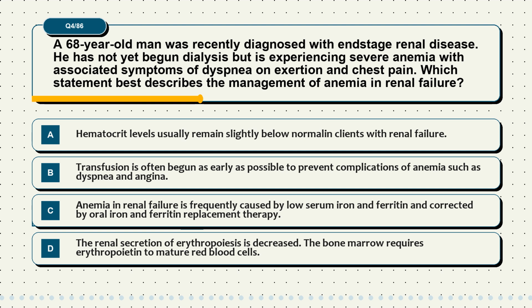Here are the options. Option A. Hematocrit levels usually remain slightly below normal in clients with renal failure. Option B. Transfusion is often begun as early as possible to prevent complications of anemia such as dyspnea and angina. Option C. Anemia in renal failure is frequently caused by low serum iron and ferritin and corrected by oral iron and ferritin replacement therapy. Option D. The renal secretion of erythropoietin is decreased. The bone marrow requires erythropoietin to mature red blood cells.